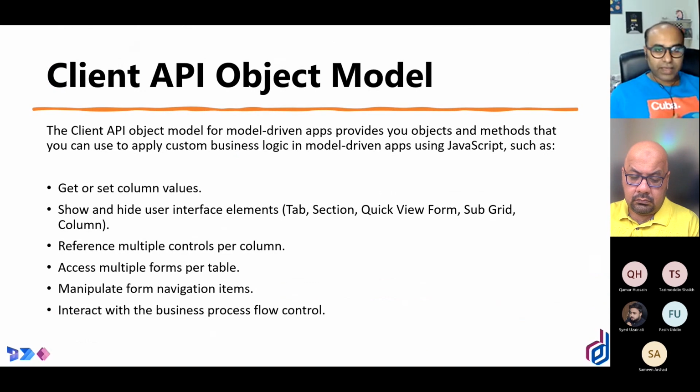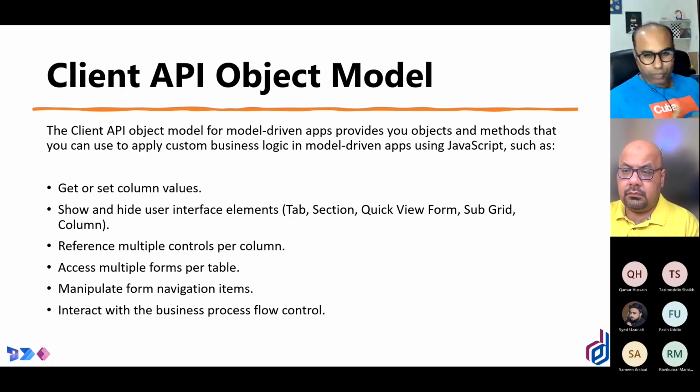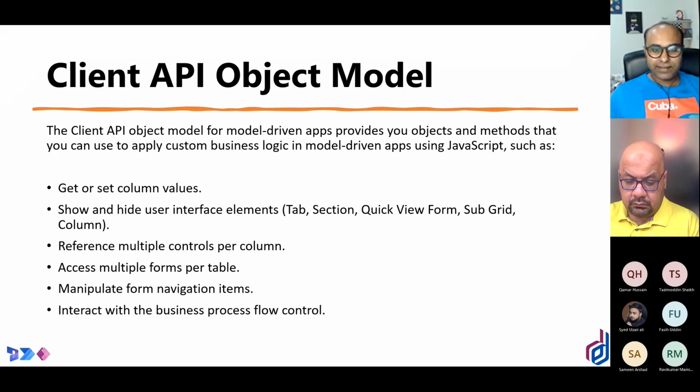Okay. Then the client API object model. My friends who have already worked with JavaScript must be aware of HTML and the DOM, the document object model, right? Similarly, the client API also gives you an object model. In a normal web page, at least in the classic web page, we were able to get the controls, let's say a button, using getElementById, where the DOM was providing you the functions to get control of your HTML controls.